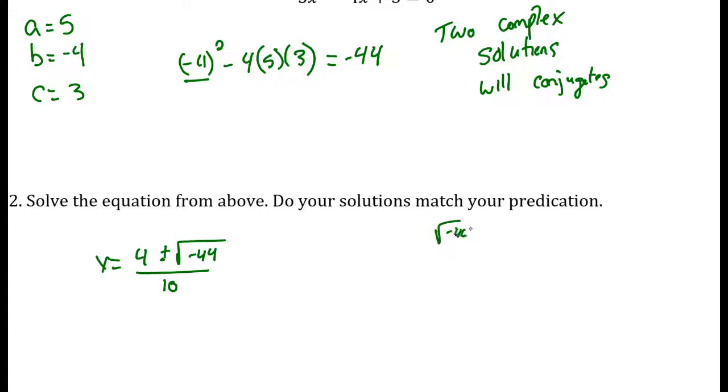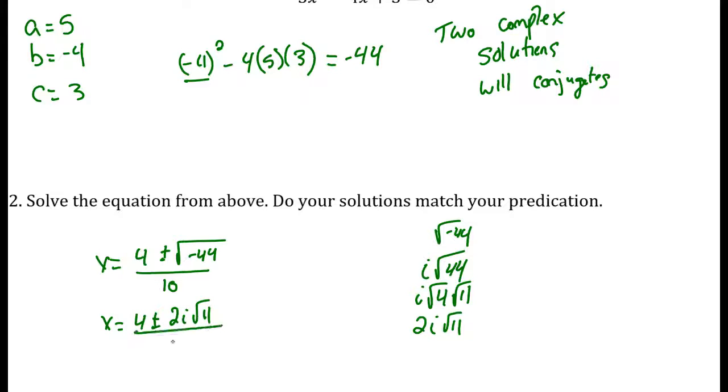Radical negative 44. Well, first of all, there's a negative in my radicand, so I'm going to take out that i, take out that square root of negative 1 as i. 44 is 4 times 11, so that's 2i radical 11. So x equals 4 plus or minus 2i radical 11 all over 10.